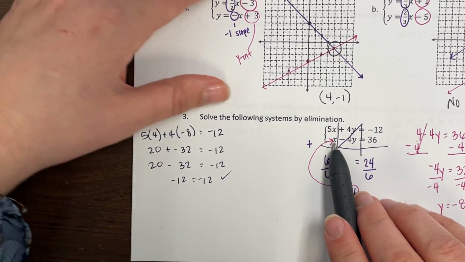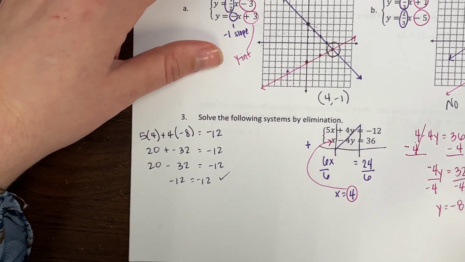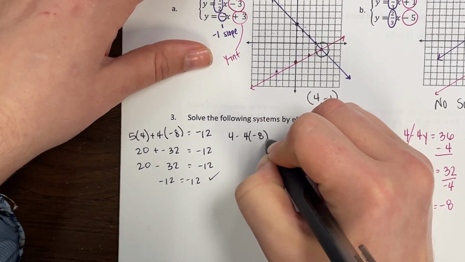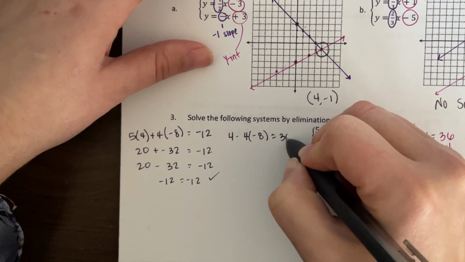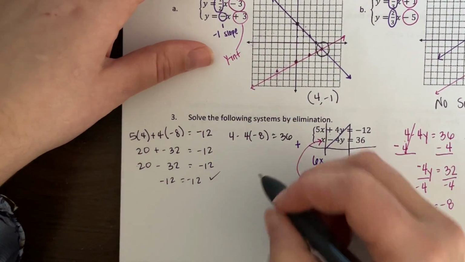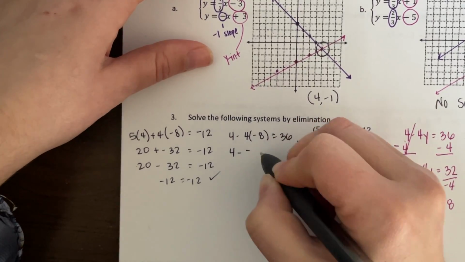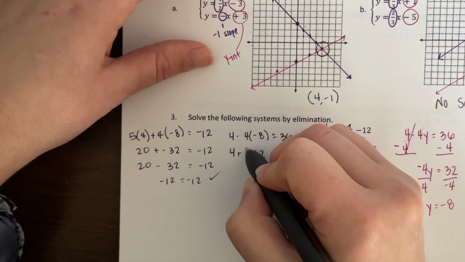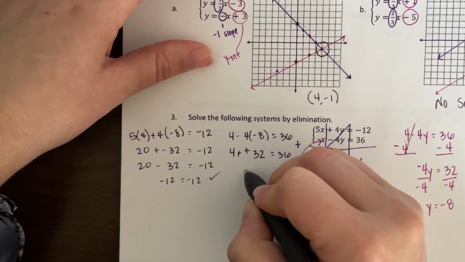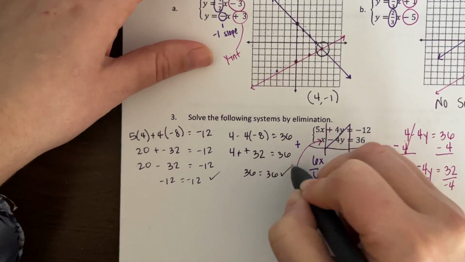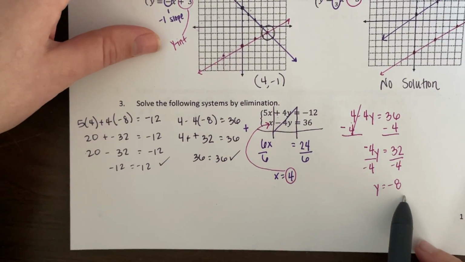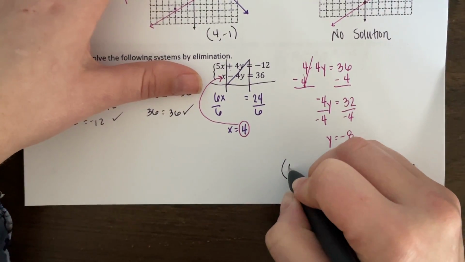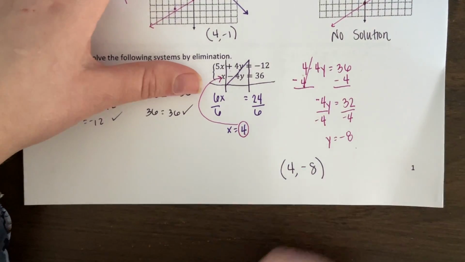Let's check our other equation. So instead of x minus 4y, I'm going to do 4 minus 4 times -8, and I should get 36. So 4 minus -32, when you see minus negative, you can turn them both into positives. 4 plus 32 does equal 36. I've checked my solution in both equations. I've gotten true statements for both of them. So I absolutely 100% know that 4, -8 is the solution.